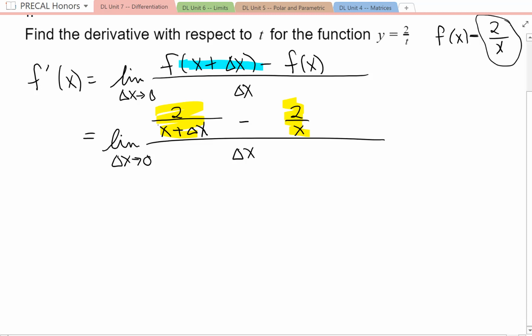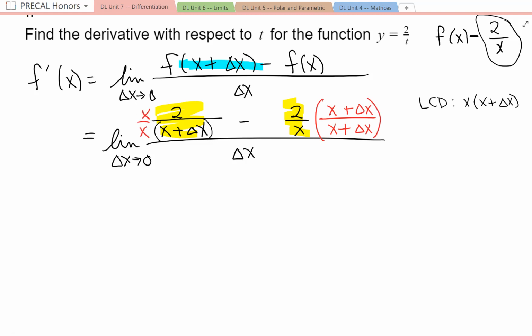The denominator of this mini fraction is x plus delta x. The denominator of the other mini fraction is x. So my LCD is x times x plus delta x. Go ahead and multiply these fractions. This one will be multiplied by x plus delta x over x plus delta x because that's what its denominator is missing. That's in the LCD. And this one will multiply by x over x.